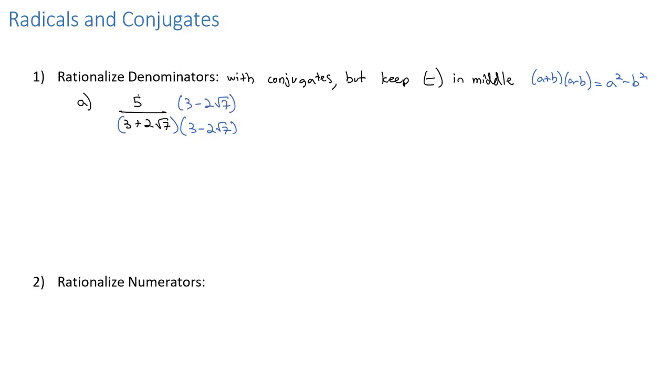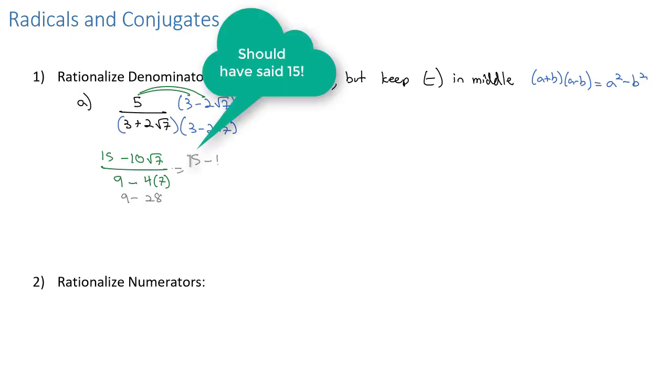And then multiplying it out, we'll distribute the 5 to get 15 minus 10 roots of 7 over, and then in the denominator, I know it's going to square the first term to get 9. We'll put a minus in the middle because we have real numbers. 2 squared is 4, and the square root squared is just going to leave the 7. And so we can simplify this. 4 times 7 is 28. And so we end up with 15 minus 10 root 7 over 9 minus 28, which is negative 19.